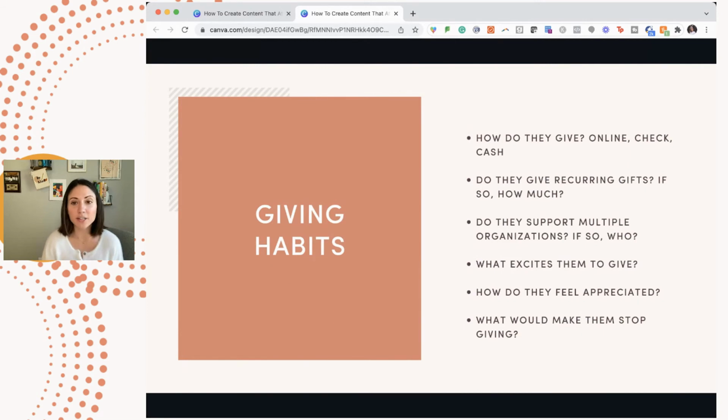And then lastly, their giving habits. So how does this person give? Do they give online, via check, via cash? Are they somebody you can even think about, somebody who gives to the Salvation Army when they're ringing the bells at Christmas time? Do they give recurring gifts? Do they give monthly or quarterly to an organization? And if they do, how much? Do they support multiple organizations? Are they somebody who has multiple facets of things that they're interested in? And if so, who?